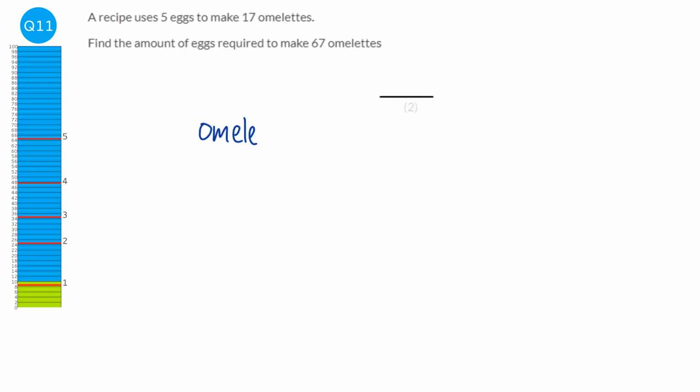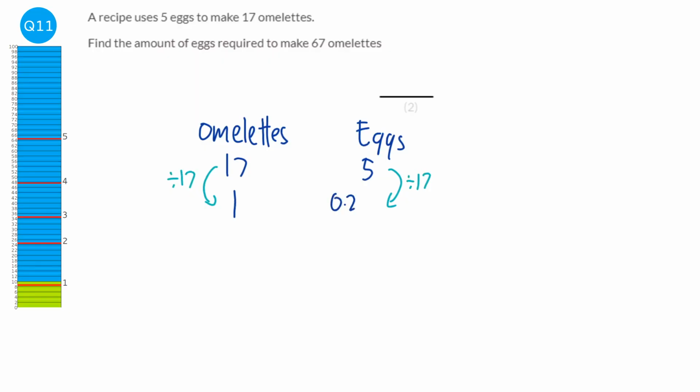So we're going to track the amount of eggs to make each amount of omelette. So 5 eggs makes 17 omelettes. And we're just going to find out how many eggs are required to make 1 omelette. So we divide both sides by 17. And so 1 omelette would be 0.294 blah blah blah eggs.